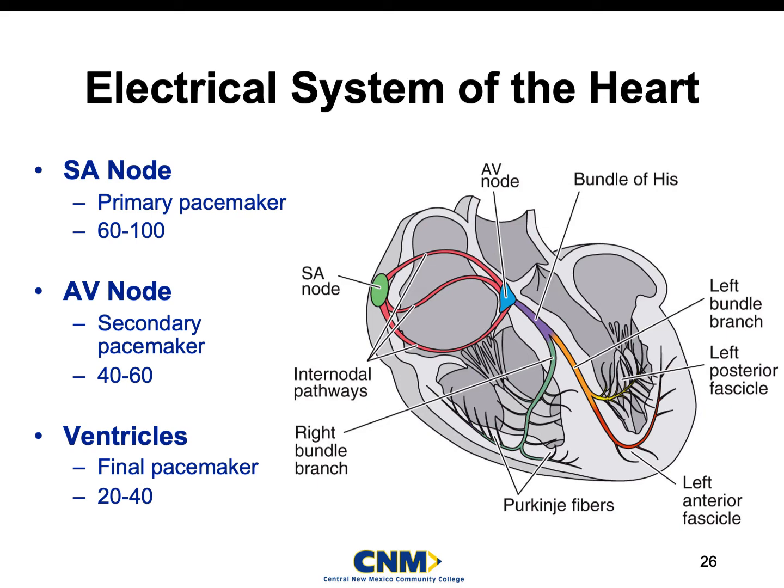The AV node: the SA node fires and sends the electrical stimulus to the AV node. The AV node is the secondary pacemaker. If it's only your AV node firing, your heart rate's anywhere between 40 and 60 beats per minute. And then the ventricles are the final pacemaker. If the ventricles are the only thing firing, it's anywhere between 20 and 40 beats per minute.